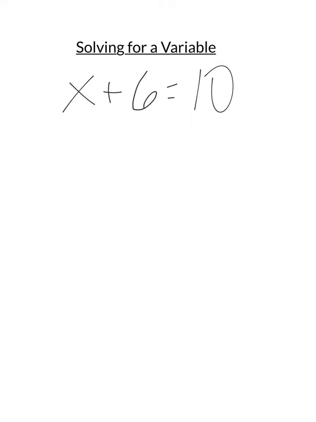Like you don't see an x and a y variable in this equation. You just see an x variable. But if you don't know what number should go there, that's why you use a letter. Okay, so here I have x plus 6 equals 10. And you might be able to do this in your head, but if you don't know how to do it using algebra, then you need to keep watching, okay?